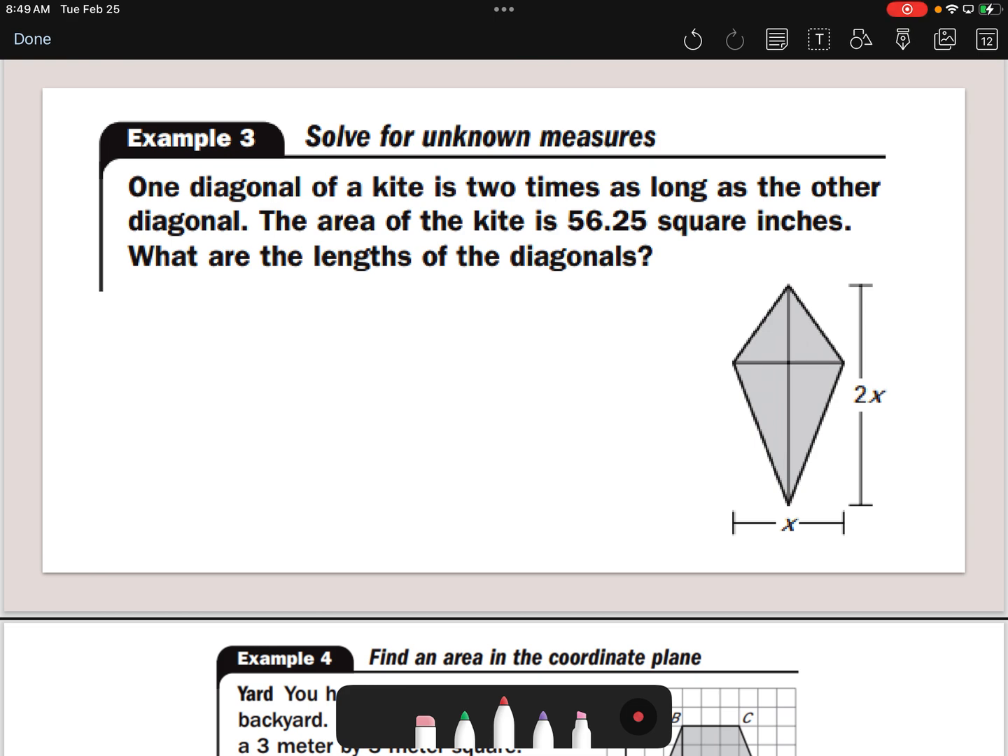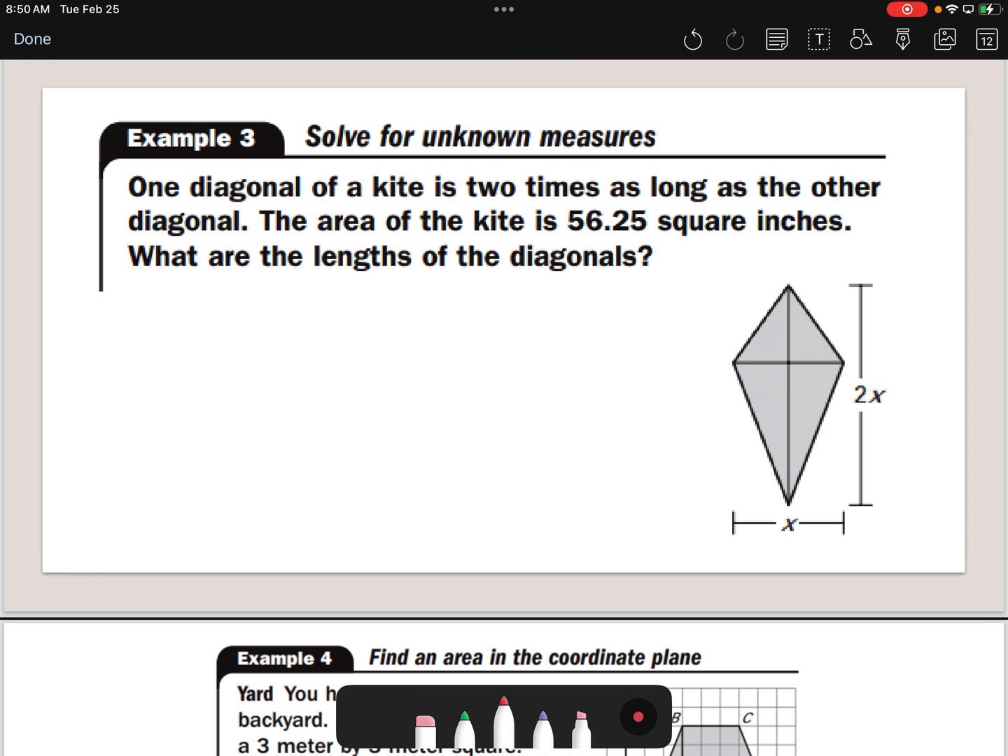All right, our next example. This is kind of stepping it up, okay? Now you guys know how to set stuff up. Now we have some algebra involved, okay? So it's going to make it a little more difficult, okay? So one diagonal of a kite is 2 times as long as the other. And in this case, there is a diagram, so it's going to help you out. You might not have a diagram on your quiz or test, so you got to be able to draw this out. So I would draw a kite.